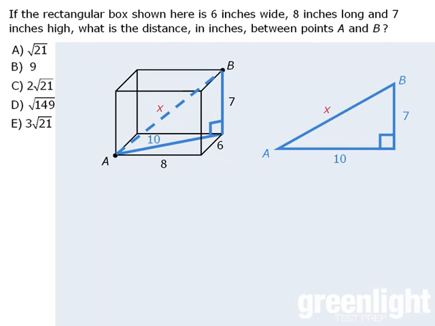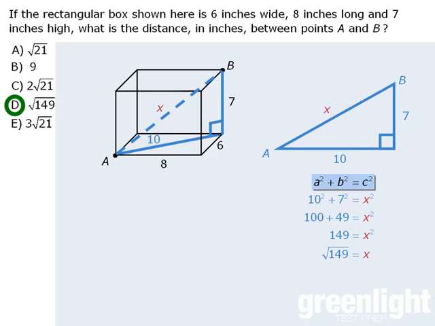Now, before we apply the Pythagorean Theorem to find the value of x, we should take a moment to determine whether this triangle is a multiple of one of our Pythagorean triples in order to save some time. Since this is not a multiple, we will apply the Pythagorean Theorem. So we will first plug in the lengths of the two legs and the hypotenuse. Then we will evaluate 10 squared and 7 squared and add these two values. If x squared is equal to 149, then x must equal the square root of 149, which means the answer here is D.